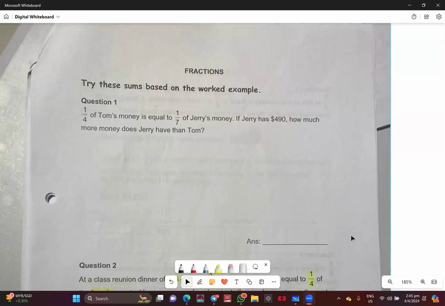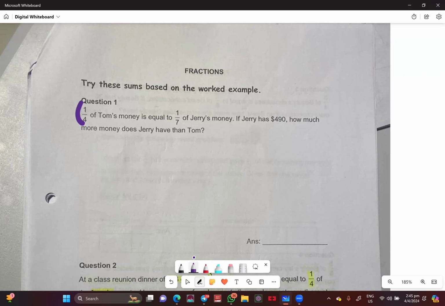So when I look at this question, it says that 1/4 of Tom's money is equal to 1/7 of whose money? Jerry's money. Very good. So when I say that, it means that a part of Tom's money is equal to a part of Jerry's money. So what we are going to do is, for Tom, we say 1/4 over here. And for Jerry, we'll write 1/7.